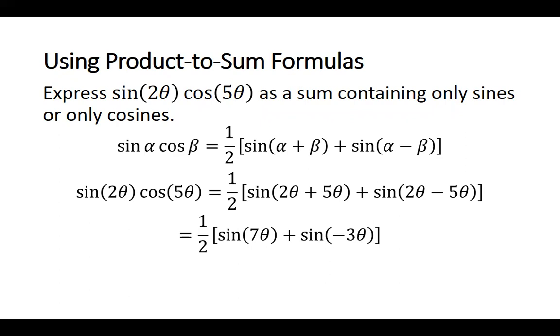And then there's one more step we can do. We can use our odd even function. We've got the sine of a negative angle. Well, the sine of negative 3 theta is equal to negative sine of 3 theta. So we can make that 1/2 sine of 7 theta minus sine of 3 theta.